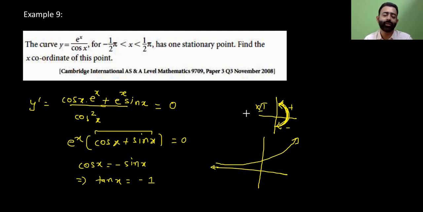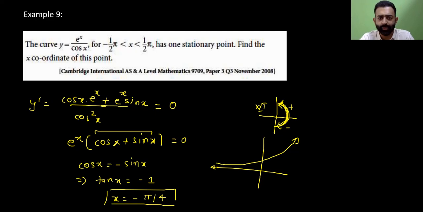Fourth quadrant angles are given either by moving clockwise or anti-clockwise. Here we have to move clockwise because it is minus pi by 2. So tan x remains plus 1 at the principal value of 45 degrees, pi by 4. But we have to measure this angle clockwise, meaning negative. So x is minus pi by 4. This is the x coordinate of the stationary point.